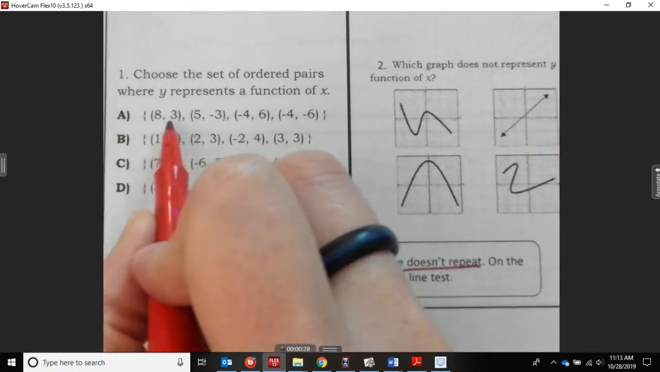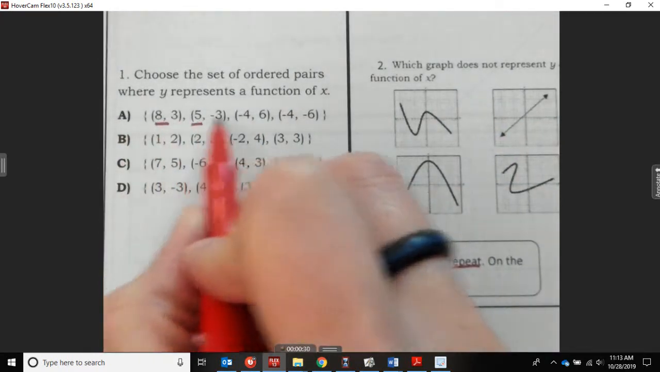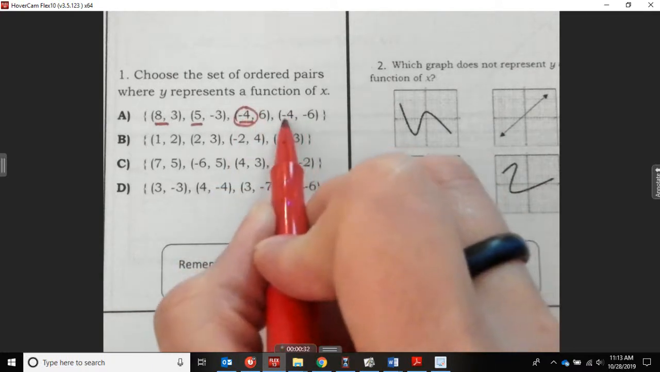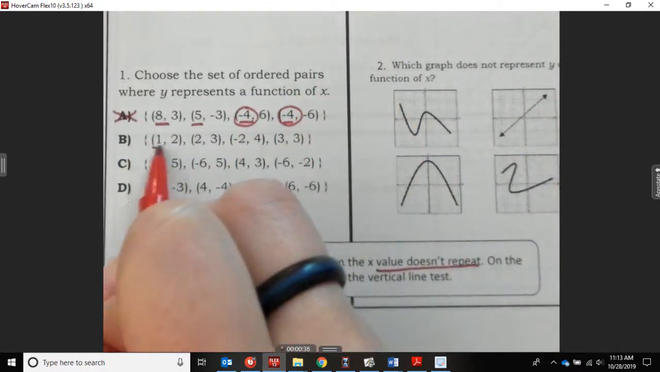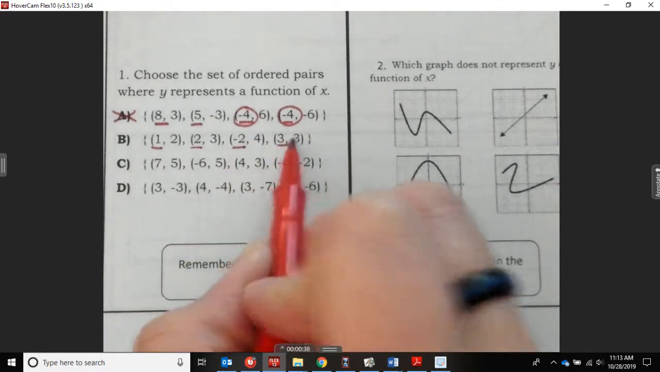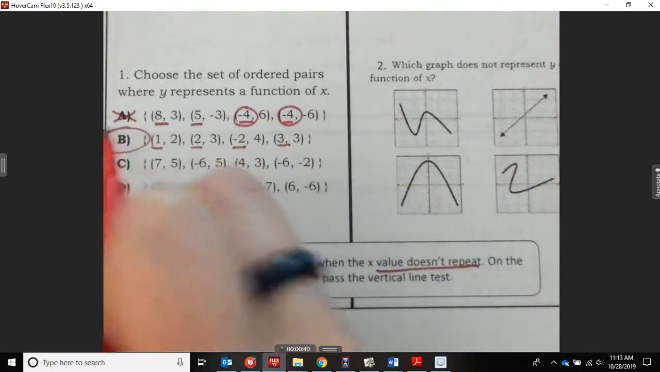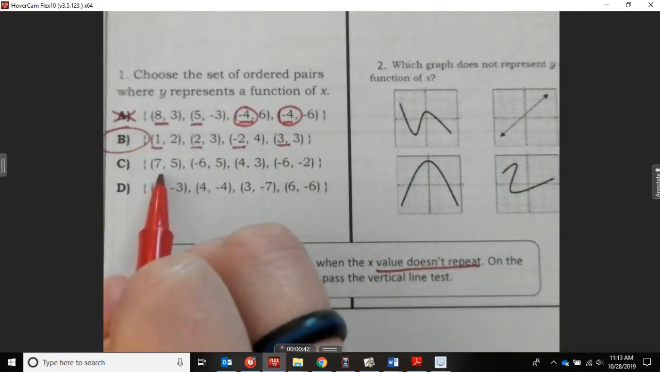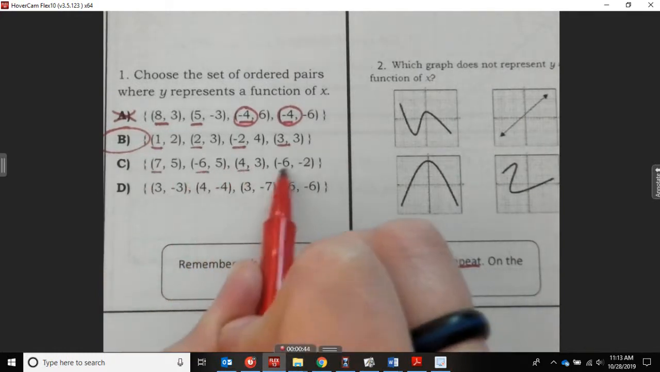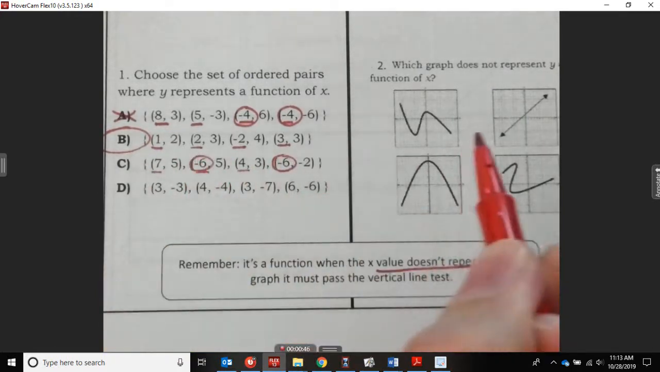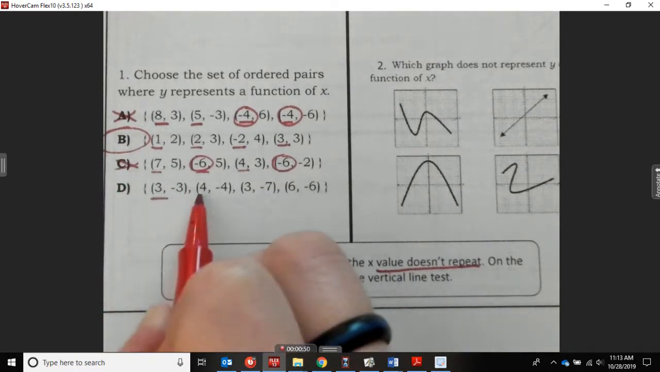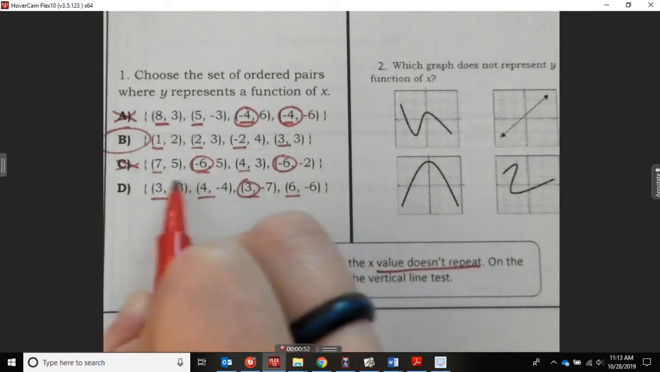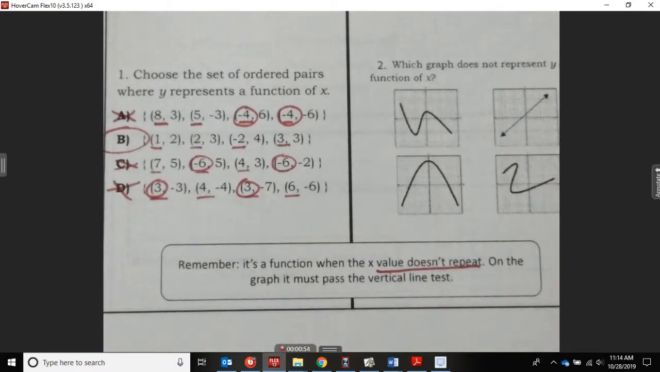So on letter A, these are my x values, but here the x values repeat, so that's not your answer. Letter B, I have 1, 2, -2, and 3, so those are all different. Just to verify though, 7, -6, 4, -6, those repeat, so that's not it. And then the last one, 3, 4, 3, and 6, so my 3's repeat, so that's out.